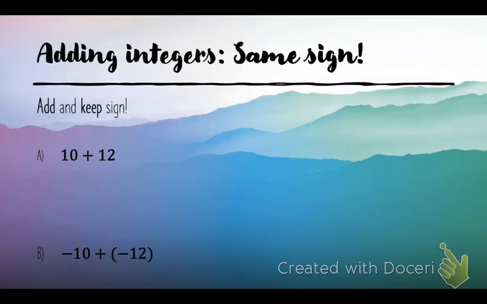So 10 plus 12 should be really easy because that's what you have learned since whenever you started learning how to add numbers. So we add them. 10 plus 12 is 22. And we keep the sign. They're both positive, so my answer is positive. It's the exact same thing if I'm adding two negatives. We add, 10 plus 12 is 22. And we keep the negative. So negative 22 is my answer.